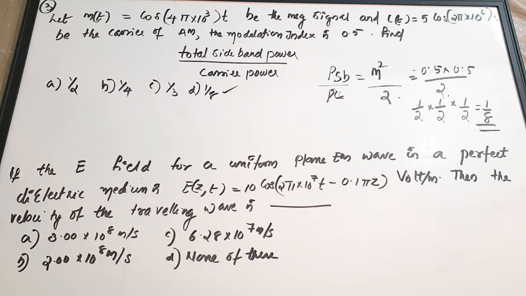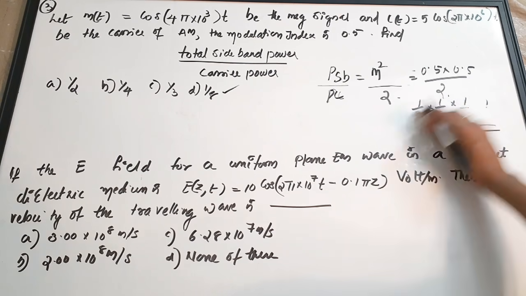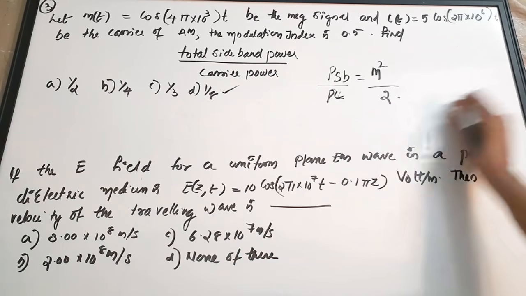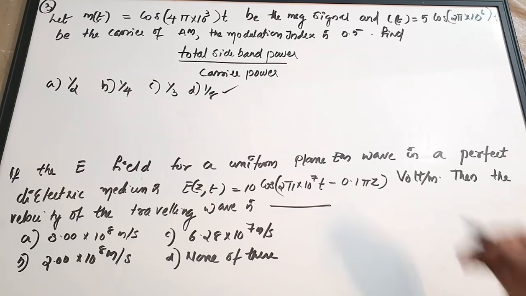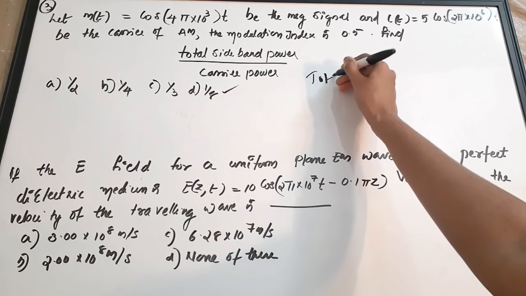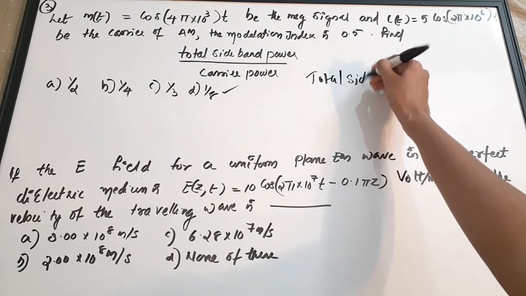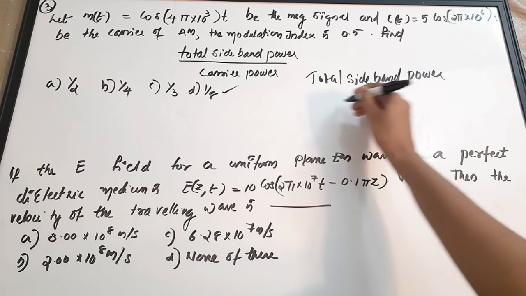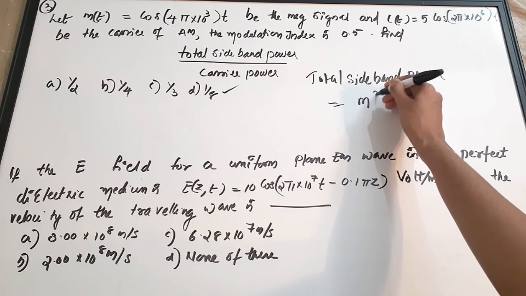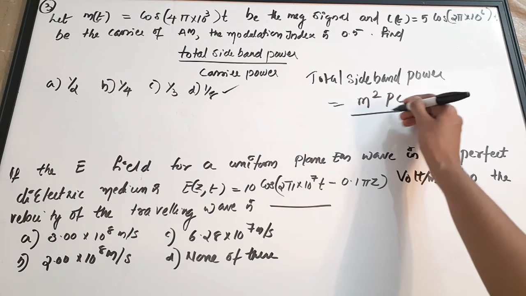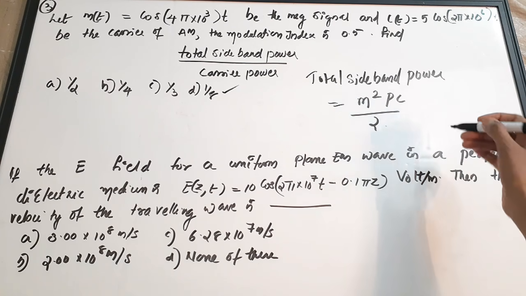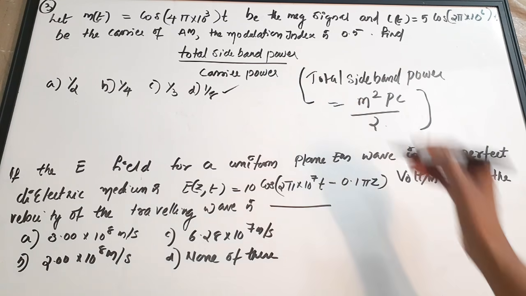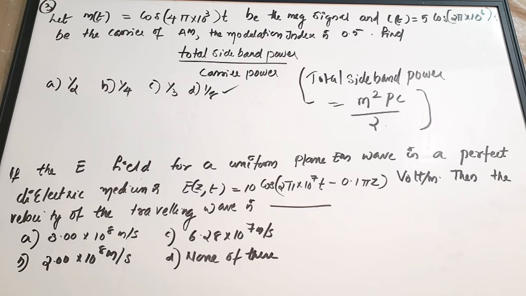Again, for solving this question, you should know that the total sideband power is equal to M square PC by 2. Please note this down. Anyway, the correct answer for this question is 1 by 8.